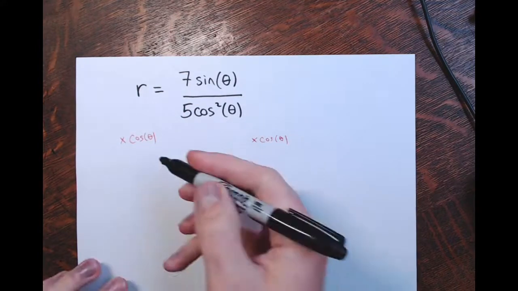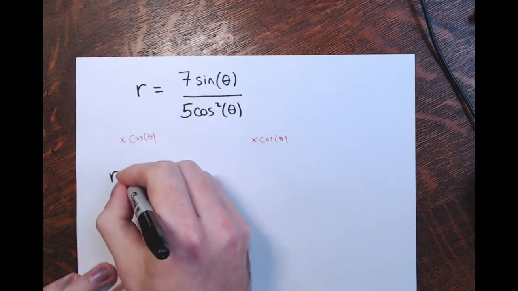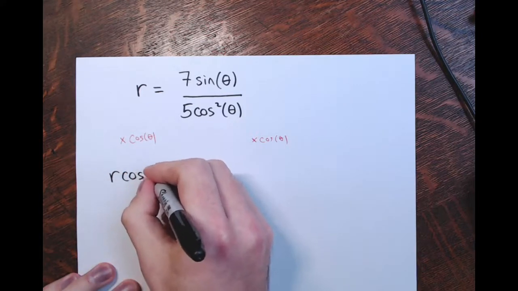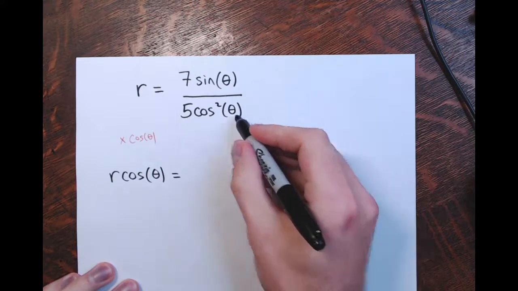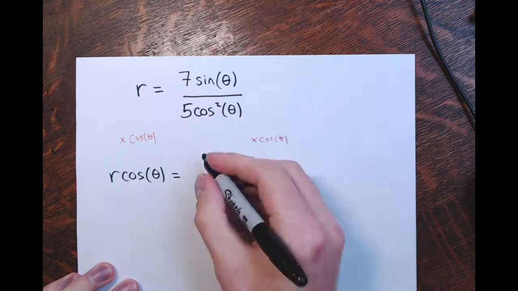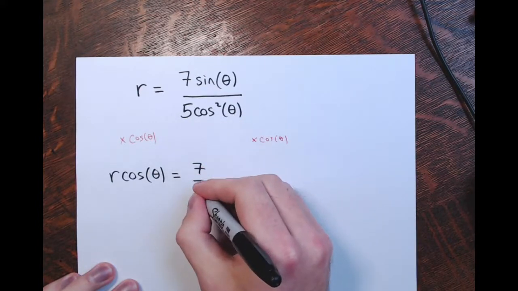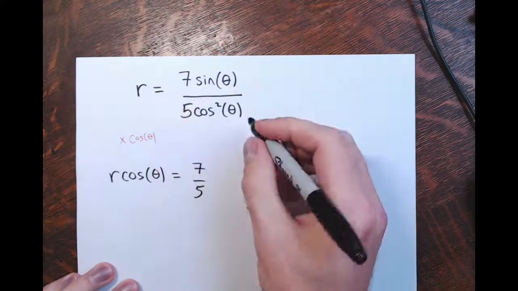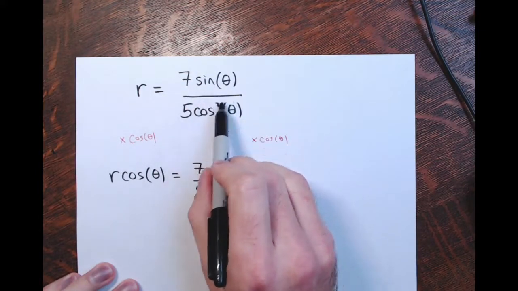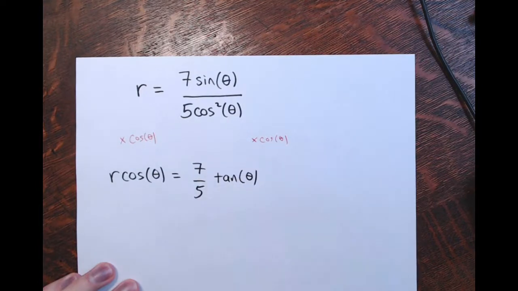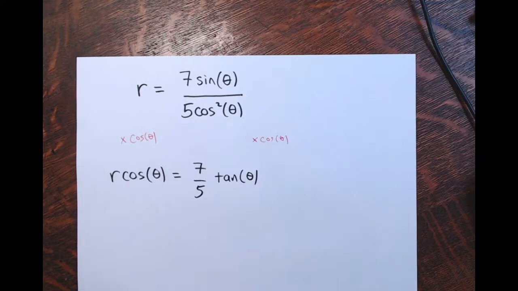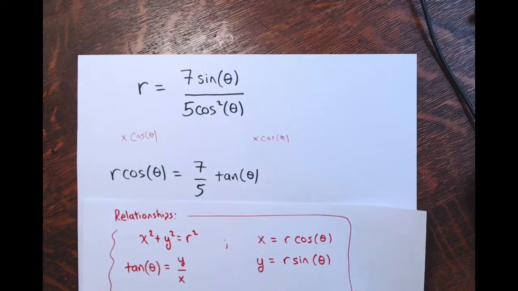On the left side, I will have r times cosine theta, and on the right side, one of these cosines will cancel, and I'll have 7 over 5, times sine theta over cosine theta. That is tangent theta, right? Because again, one of the cosines would cancel. So these are the same equation. And remember, I'm trying to keep in mind these relationships.